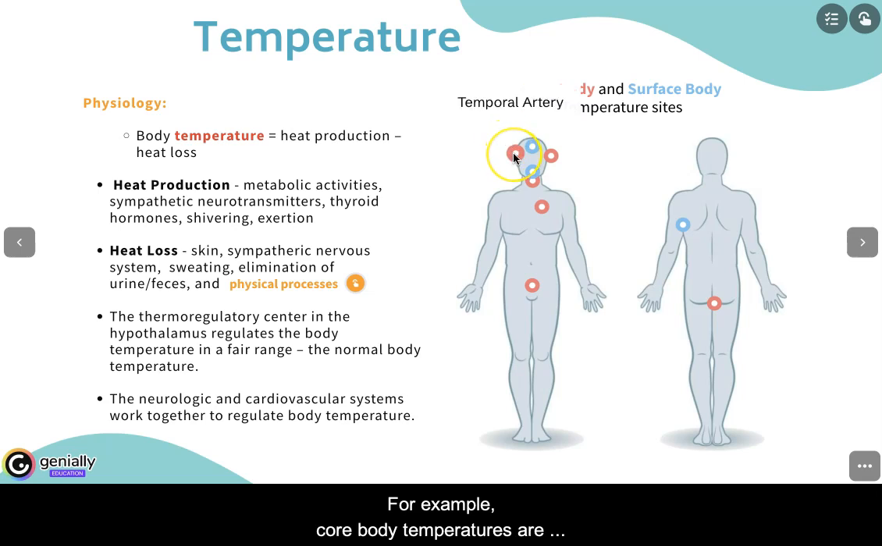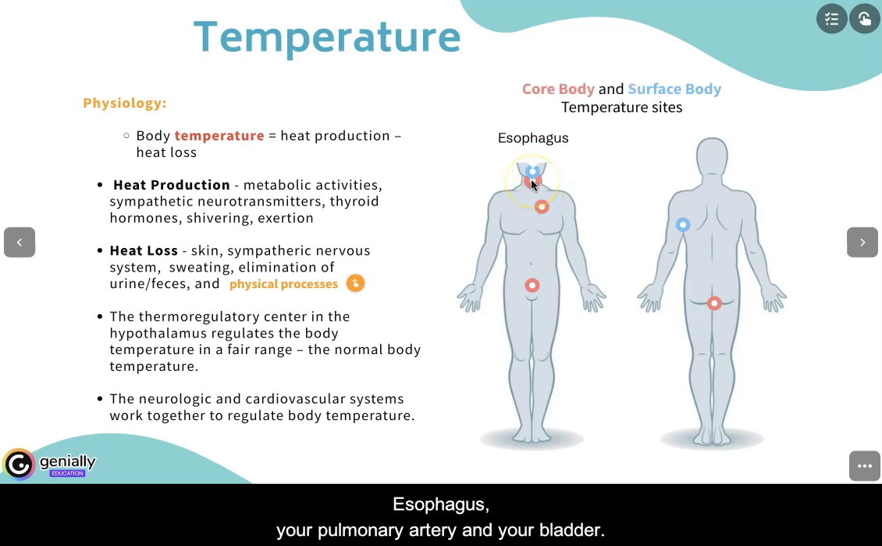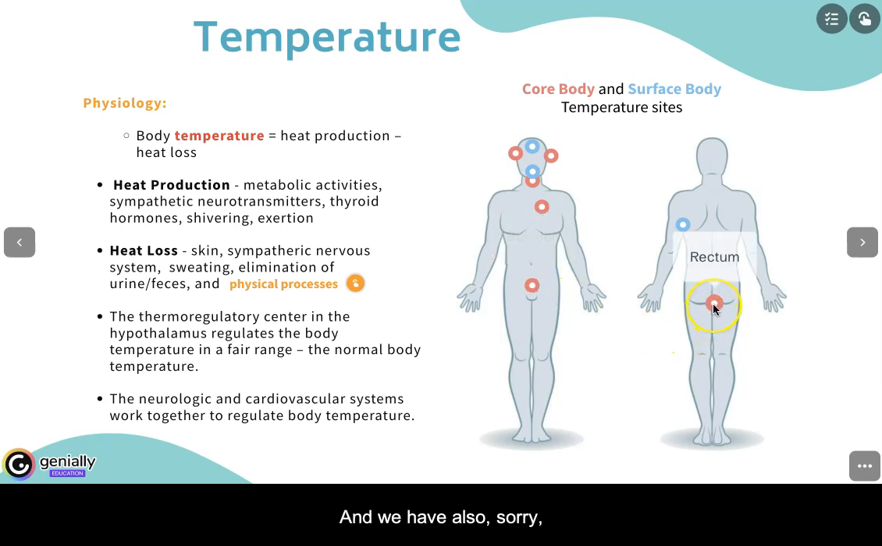For example, core body temperatures are your temporal artery. Then we have your tympanic membrane. That's also a core body temperature. Esophagus, your pulmonary artery, and your bladder. So this is where you get core body temperatures. And we have also the rectum. That's also a core body temperature. Sometimes when you check the temperature, say, in the axilla, in the armpits, and then you check it in the rectum, the temperature in the rectum is higher because it's a core body temperature.